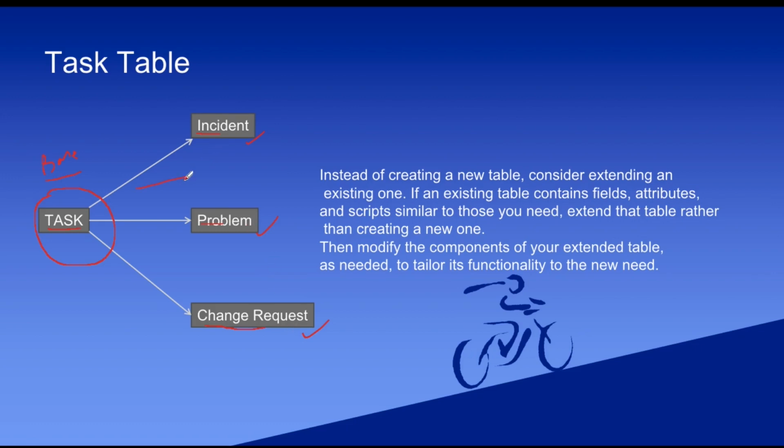So whenever we extend a particular table, let's say I'm extending the task table, whatever fields, whatever scripts, whatever things are present in the task table will automatically come to the child tables called incident, problem, change request. So any field, any script, any ACL present on the task table will automatically be inherited by incident, problem, change, or any other child table which is extended.